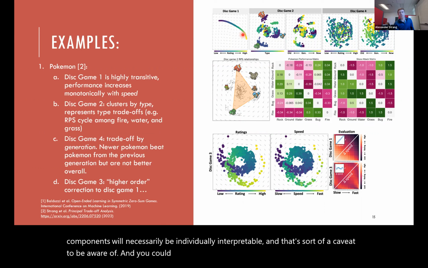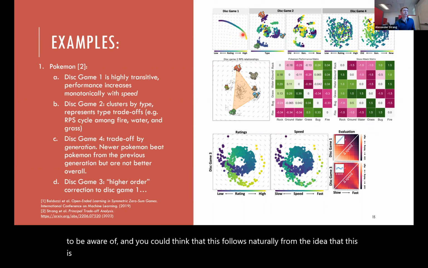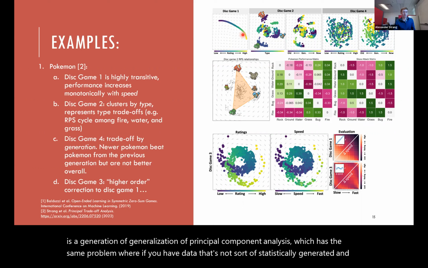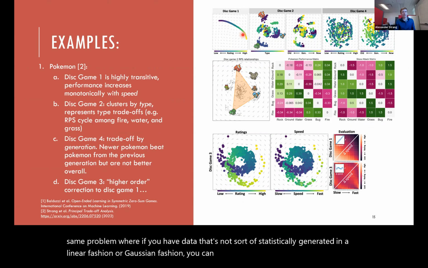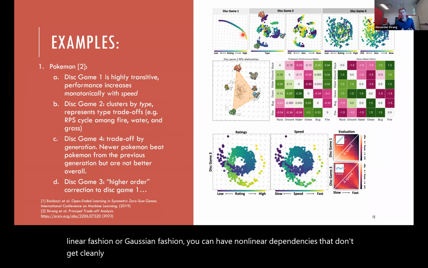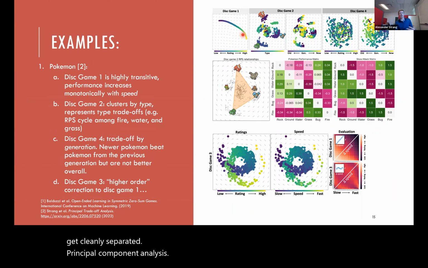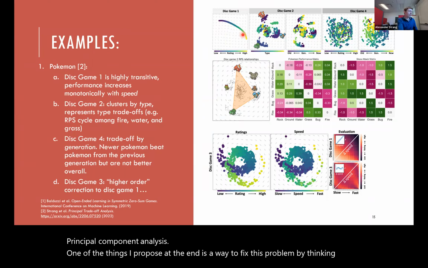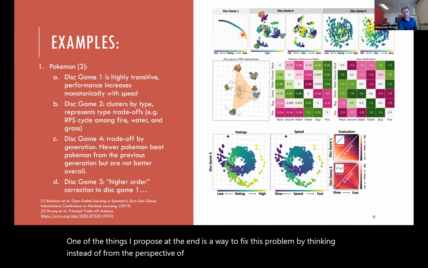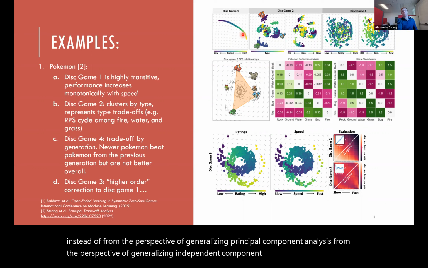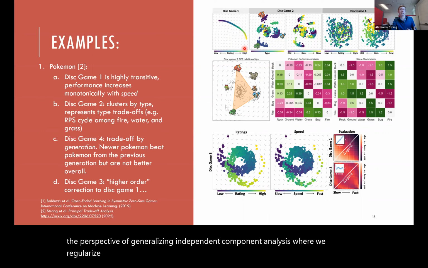And you could think that this follows naturally from the idea that this is a generalization of principal component analysis, which has the same problem, where if you have data that's not statistically generated in a linear fashion or Gaussian fashion, you can have nonlinear dependencies that don't get cleanly separated by principal component analysis. Now, one of the things I'll propose at the end is a way to fix this problem by thinking, instead of from the perspective of generalizing principal component analysis, from the perspective of generalizing independent component analysis, where we regularize some optimization problem with respect to mutual information between the embeddings.